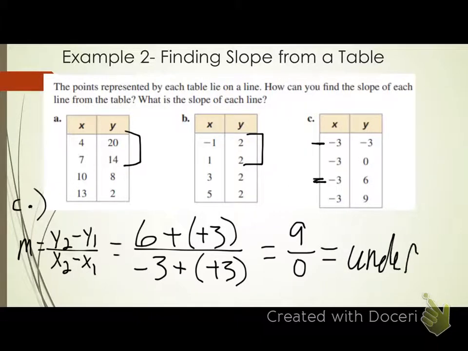It's negative 2. Undefined. I cannot divide a number by 0, so it's undefined. What kind of a line is this one? Vertical. What's the equation of this line? X equals negative 3. There you go. X equals negative 3. Everyone okay with that?